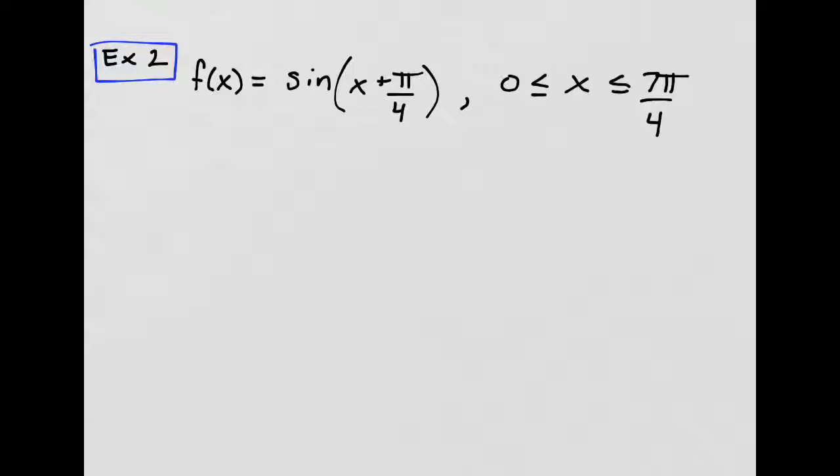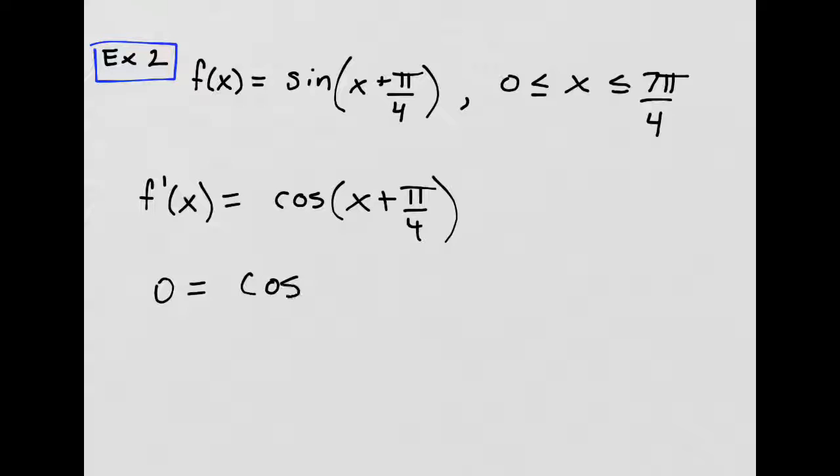The critical points are also where the function is undefined, so we'll have to think about that. So first step, take the derivative and set it equal to 0. So this will be cosine of x plus pi over 4, right? And then set that equal to 0.